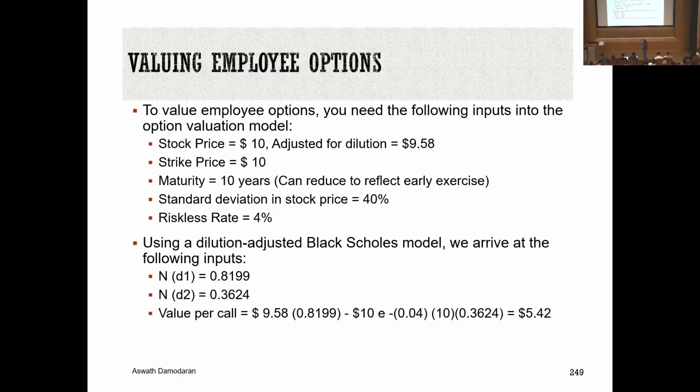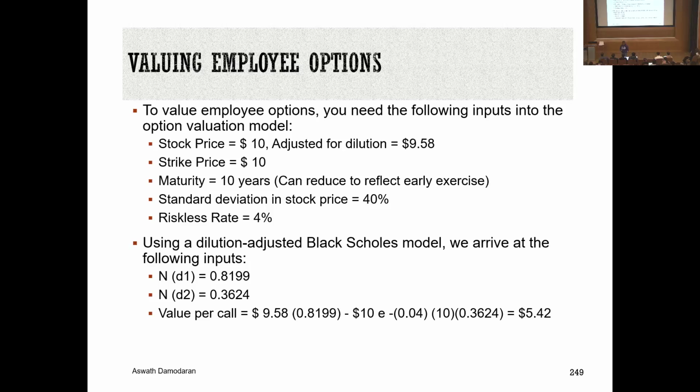One is the stock price, second is the strike price, the third is the maturity, the fourth is the standard deviation of the stock price, and the fifth is the riskless rate. Every Black-Scholes model requires that. So if I use the traditional Black-Scholes model, I'm going to use $10 as my stock price, but here's the reason I might not want to.